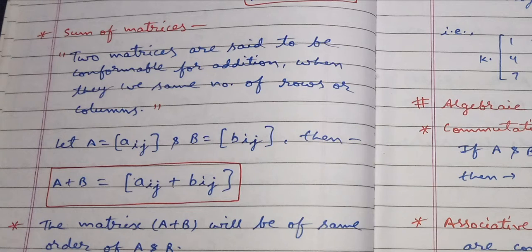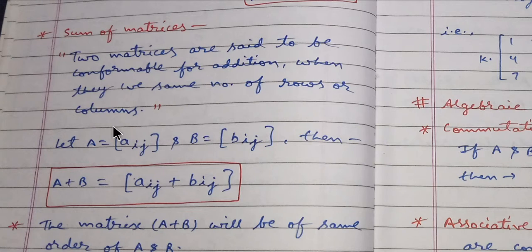How should we know that matrices are conformable for addition? Here it says that two matrices are said to be conformable for addition when they have the same number of rows and columns. So if two matrices have the same number of rows and the same number of columns, then we can say that these two matrices are conformable for addition.